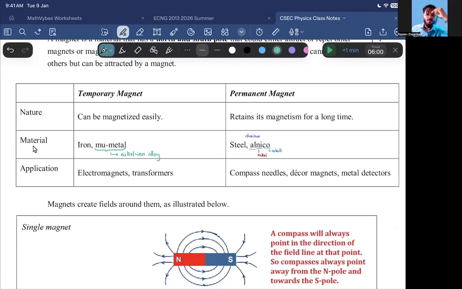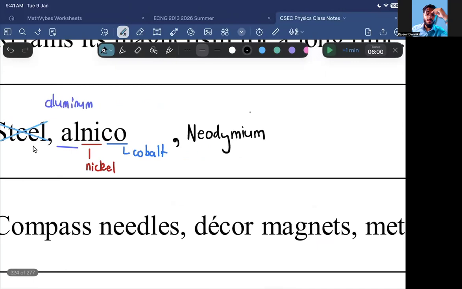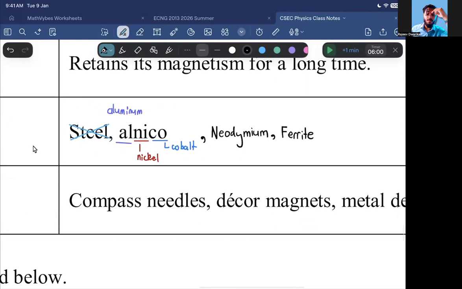I know this was kind of sus. We don't really use steel for magnets, guys. Aluminum, nickel, cobalt is the one used. Or we just use neodymium. Or we would use ferrite. Ferrite is just ceramic.